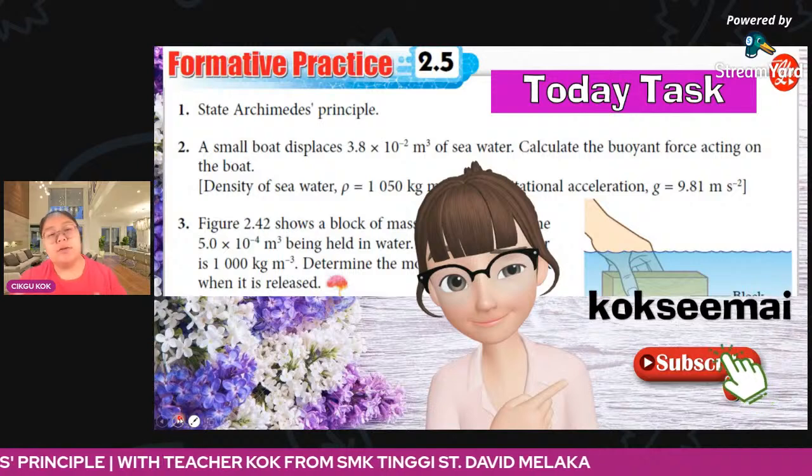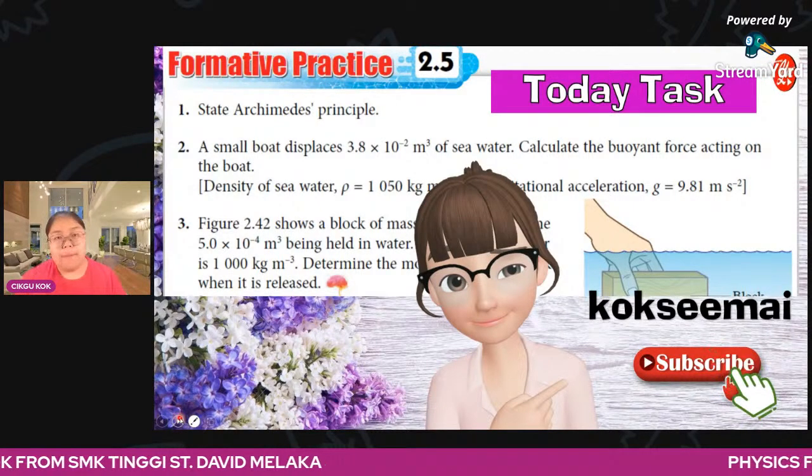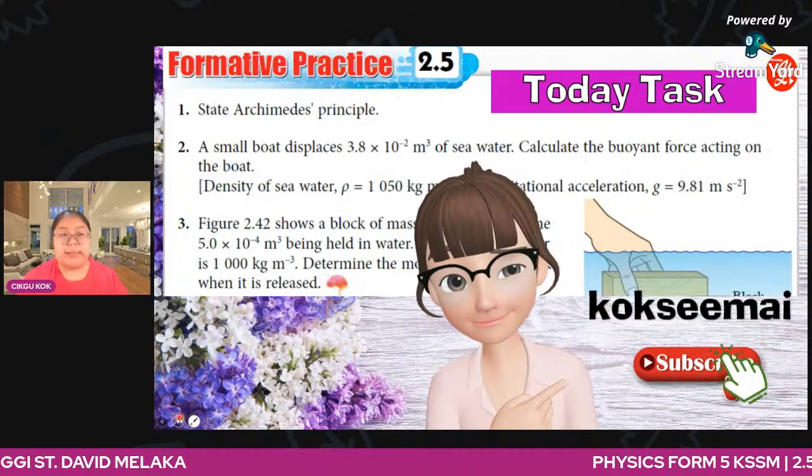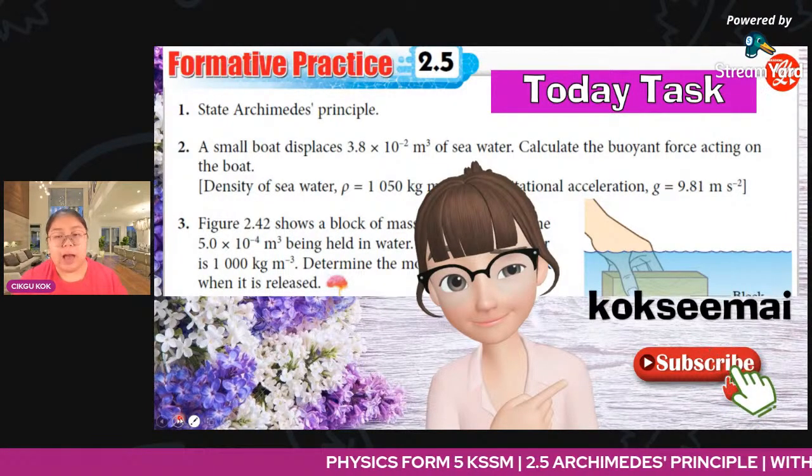Okay, so the following should be the formative 2.5. Later I will combine 2.4 until 2.6, the formative practice, and present it here. I will show it on my channel.